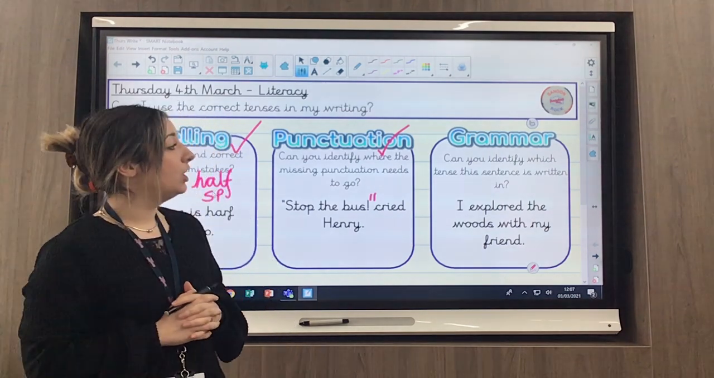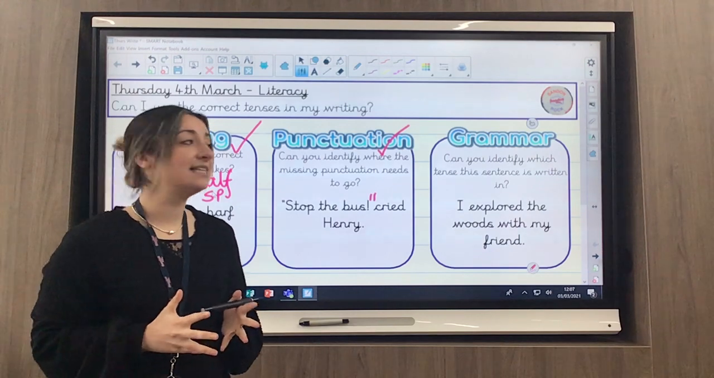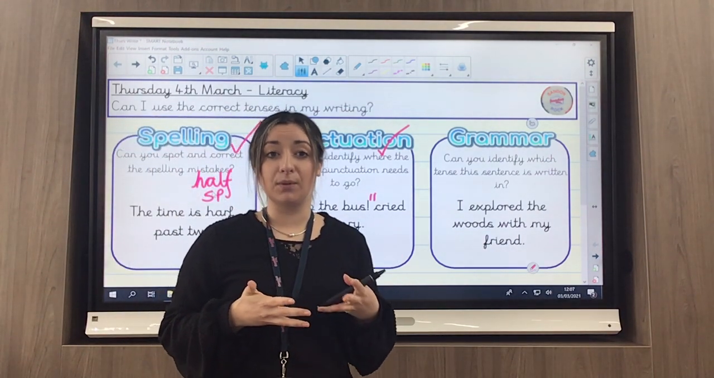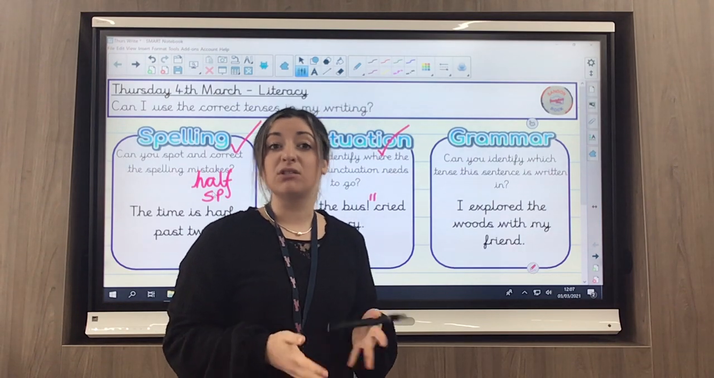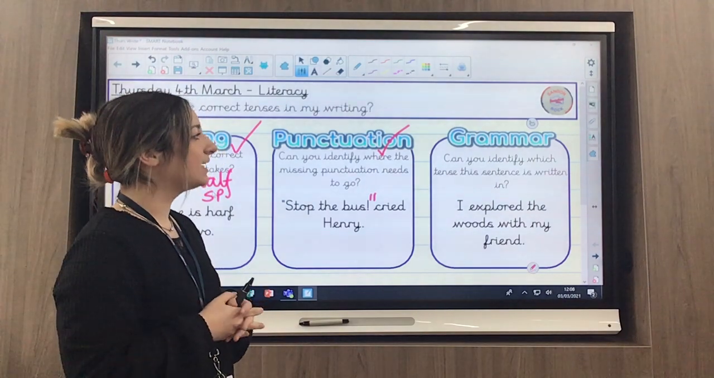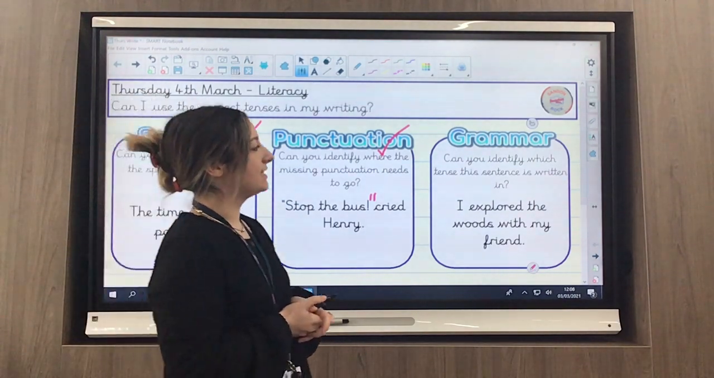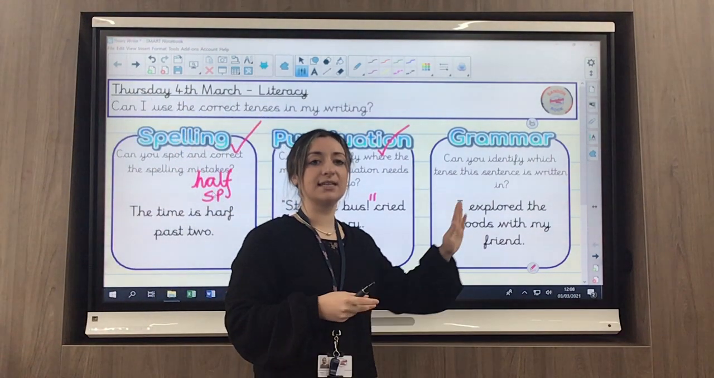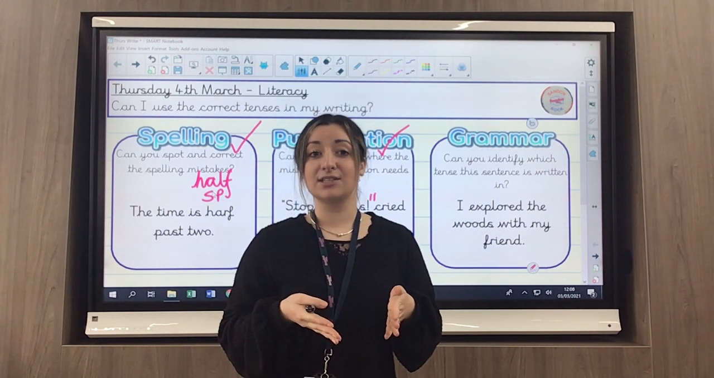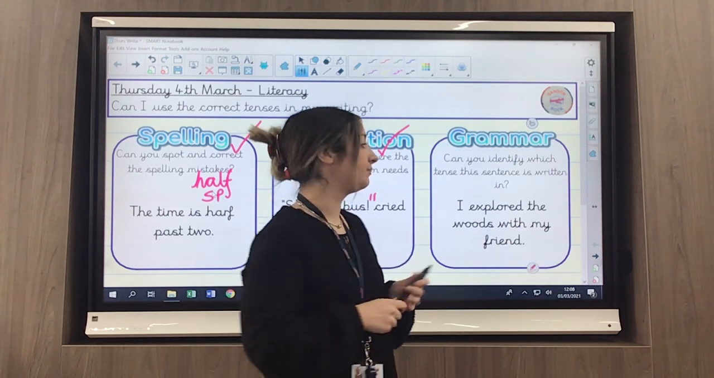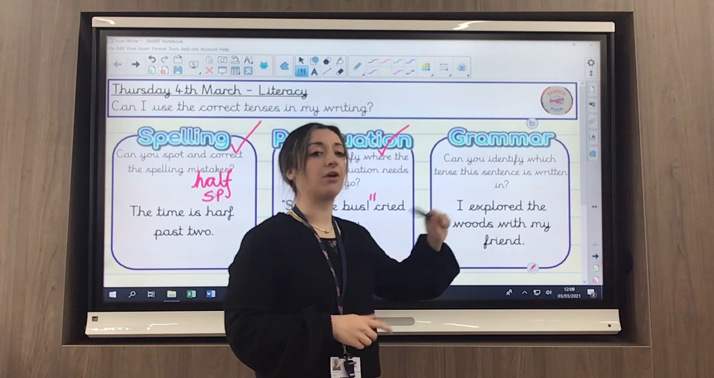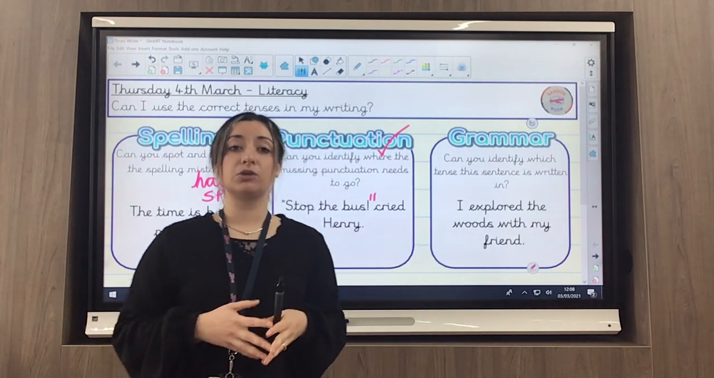Okay, so I want you to have a look at my sentence and identify which tense this is written in. So this is something we will be focusing on today in your books. So I really want you to focus on this part of our grammar. Can you identify which tense this sentence is written in? So this is my sentence. Have I written it in past tense, present tense, or future tense? I explored the woods with my friend.